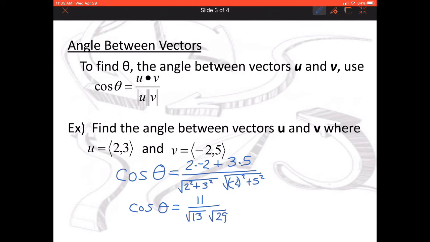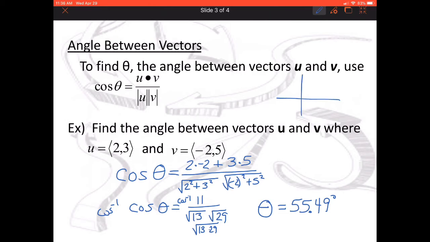And now we need to find theta, so we are going to do inverse cosine of both sides. At the bottom, you could use parentheses around the whole thing, or you can rewrite it as the square root of 13 times 29 like that, so you don't have to use parentheses. That's up to you. Don't forget to make sure your calculator is in degree mode. So when you did that on your calculator, you found that theta was 55.49 degrees.